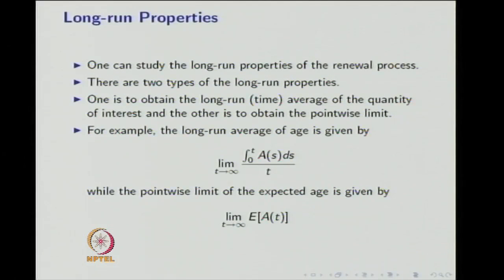Now we are going to discuss the long run properties of the renewal process. There are two types of long run properties. One is to obtain the long run average of the quantity of interest. The other one is to obtain the pointwise limit. For example, the long run average of age is the limit as t tends to infinity of the integral from 0 to t of A(s) ds, the age, divided by t, while the pointwise limit of the expected age is the limit as t tends to infinity of the expectation of A(t).